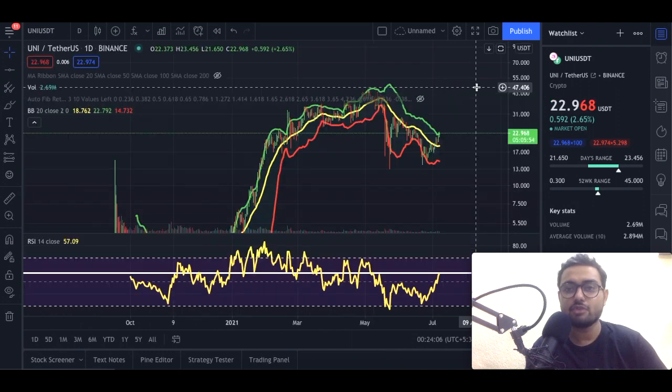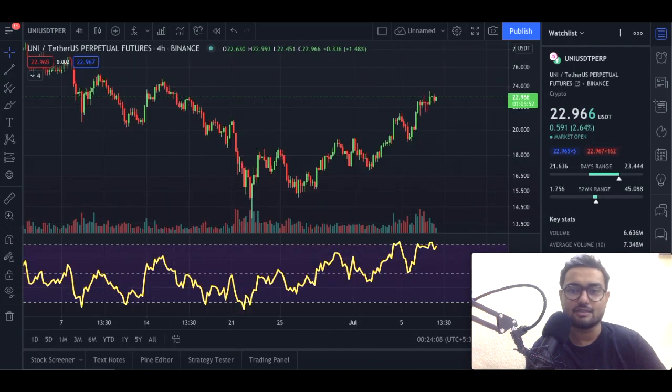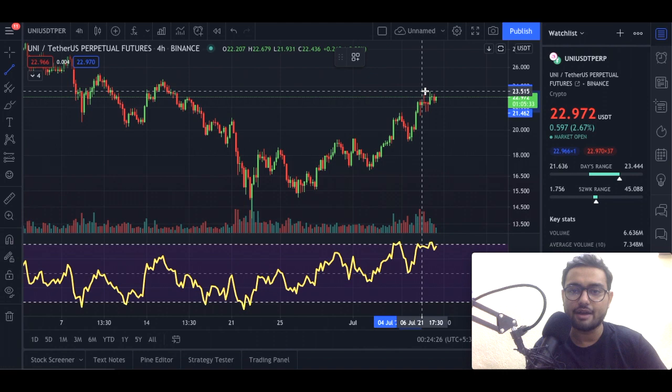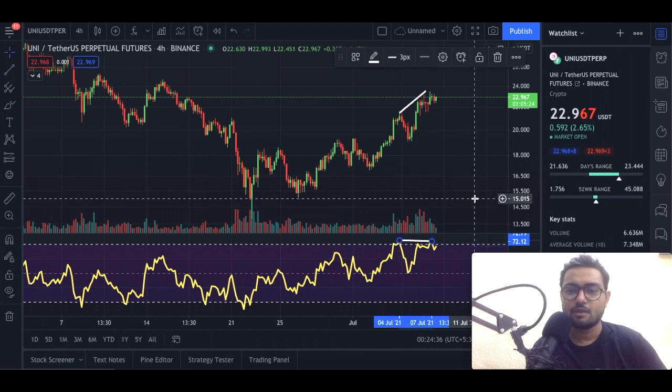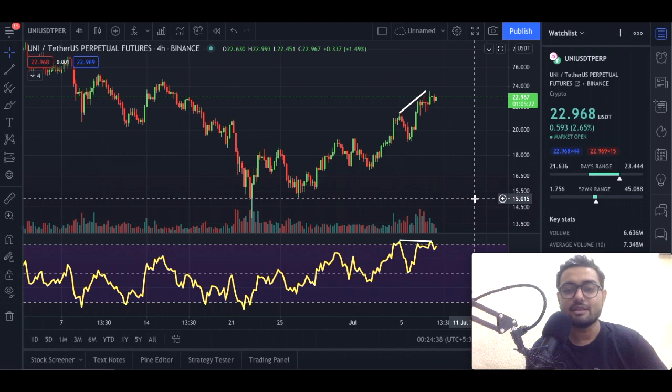Now let's jump onto the UNI USD 4 hours chart and see what it has to offer. On the UNI USD 4 hours chart, the first thing I would like to highlight is the RSI. Here we have created a sort of bearish divergence, because the price has made a higher high, as we can see right here. However, the RSI has actually made a lower high, so we can expect a reversal in the price patterns.